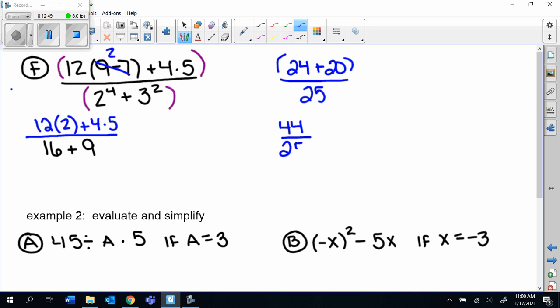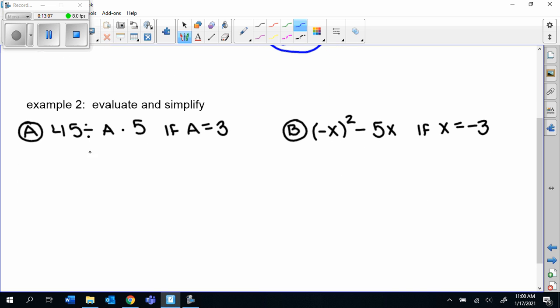And this would be an example of one that would feel like you did something wrong because it didn't work out to have any common factors. You can't reduce it. It didn't work out to a nice number. And to that, I say sometimes it just works like that. So 44 over 25.